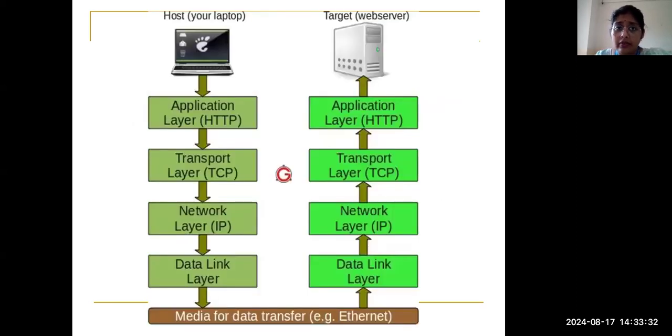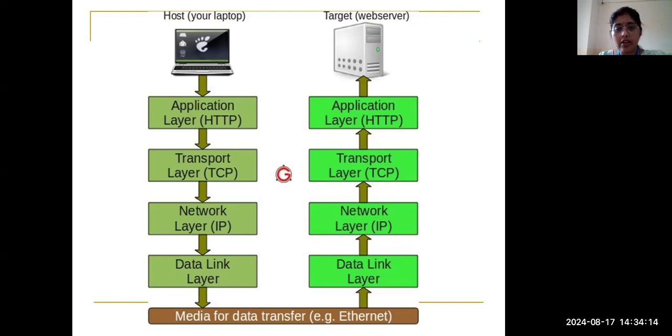Here, there are 2 users, one is the host and the other is the web server. The data has to be transmitted from the host to the web server, and their connection has been shown. First of all, the data goes from the application layer in the host to the transport layer, then to the network layer, and then to the data link layer. After that, with the help of the media, for example Ethernet, used to connect the host and the web server, the data goes from the Ethernet to the data link layer in the web server. After that, the data goes to the network layer.